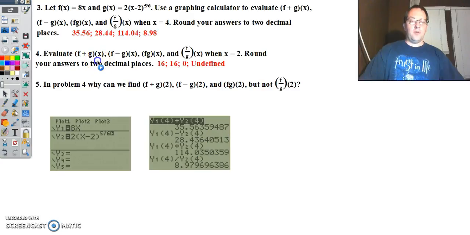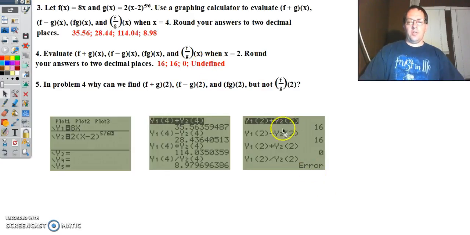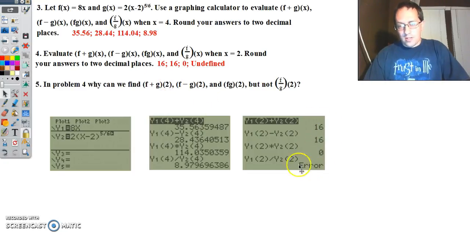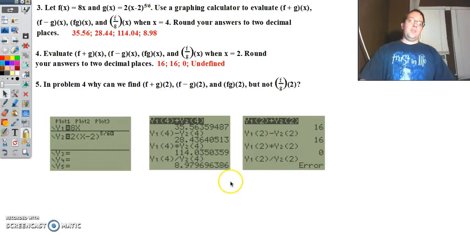All right, number 4. For the addition, we end up with 16. For the subtraction, we end up with 16. For the multiplication, we end up with 0. And for the division, we end up with undefined. All right, we got an error down there. That's no good, which brings us to number 5, which is, why did we get an error? How come we could get numbers for all of these other ones, but not for the division?